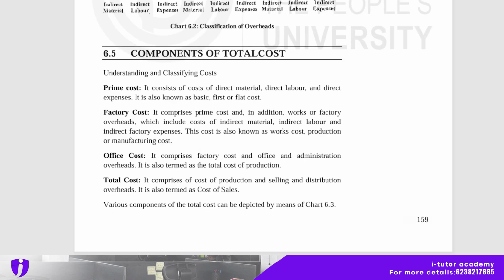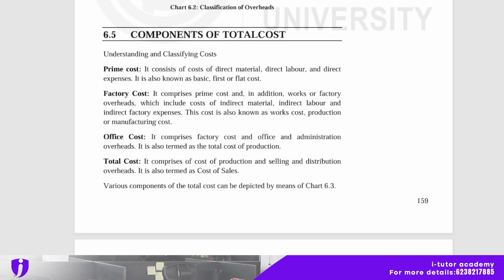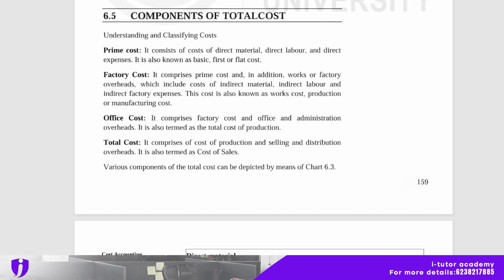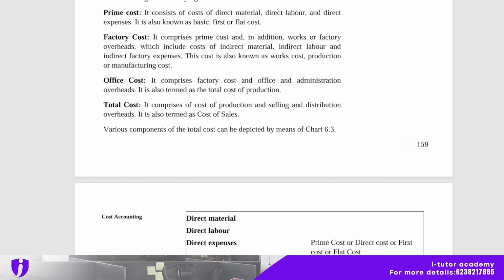Prime cost is there. It consists of cost of direct material, direct labor and direct expenses. It is also known as the basic, first or flat cost. And factory cost. It comprises prime cost and in addition works or factory overheads, which include cost of indirect material, indirect labor and indirect factory expenses. This cost is also known as works cost, production or manufacturing cost.